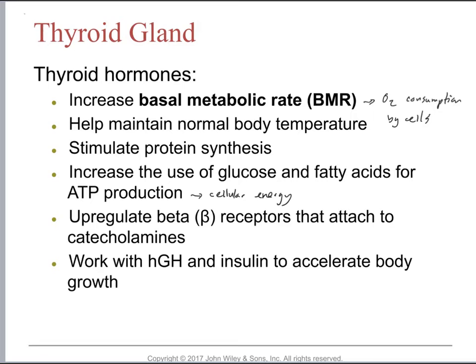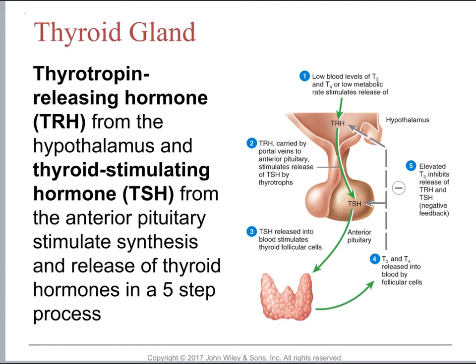We're going to upregulate beta receptors that attach to catecholamines. And lastly, we see a synergistic effect where it works with growth hormone and insulin to accelerate and exacerbate the body growth system. Let's continue with the thyroid gland by looking at its feedback loop.